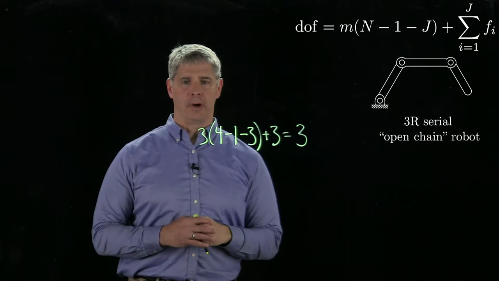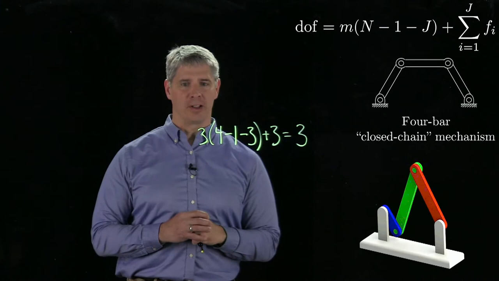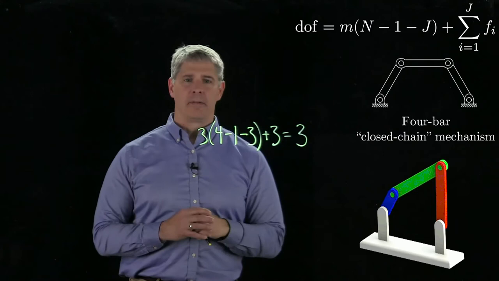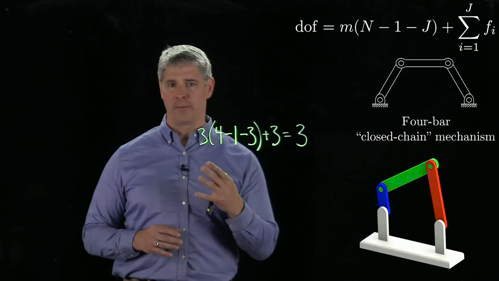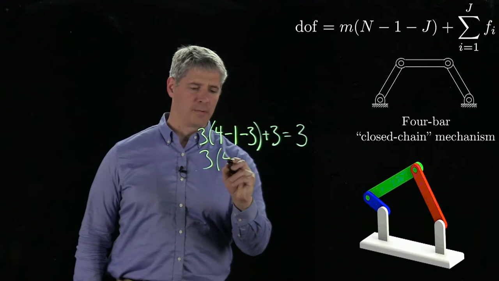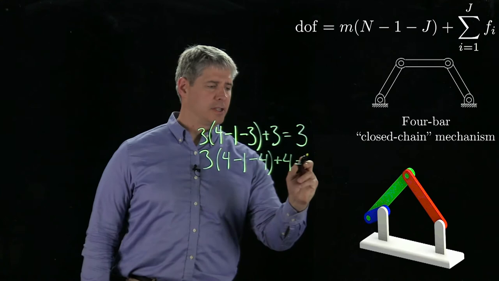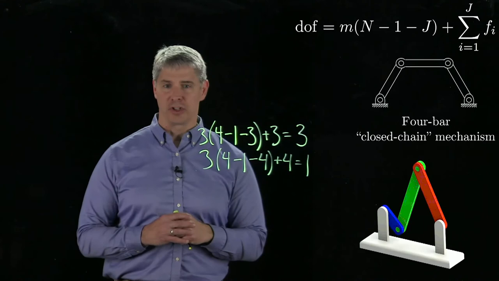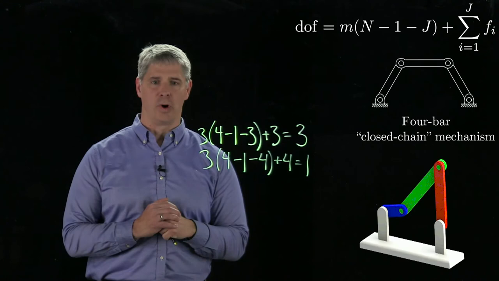The next mechanism is called a 4-bar linkage, obtained by pinning the end point of the 3R robot to a particular point in the plane. This is called a closed chain mechanism because there is a closed loop formed by the links. As before, we have m equals 3 and n equals 4, but now there are 4 joints. Grubler's formula tells us that this mechanism has 3 times (4 minus 1 minus 4) plus 4 equals 1 degree of freedom. We would also predict this by the fact that pinning the endpoint of a 3R robot to a particular x-y location creates 2 constraints, so we can subtract 2 from the 3 freedoms of the 3R robot to see that there is 1 degree of freedom.